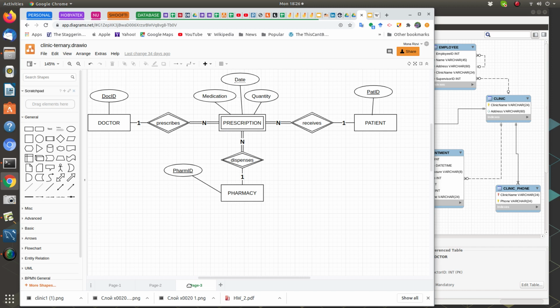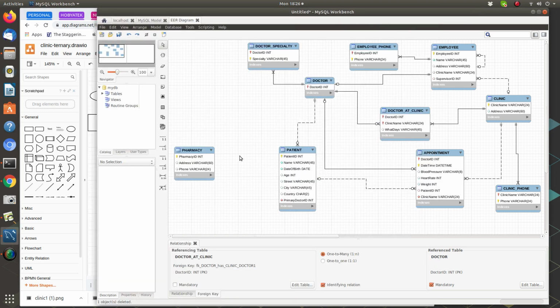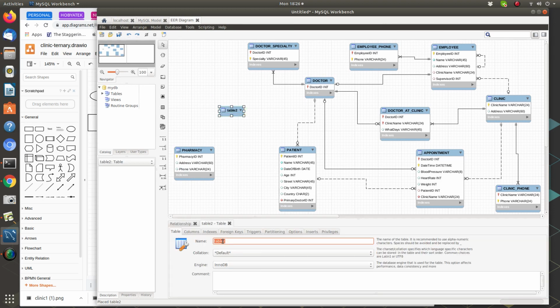And in the case of a prescription, in fact, there's a case where all three of those things could be the same, but the prescription was given on a different date. So in this case, the date is a partial key. So let's go ahead and model that in Workbench. So it requires a new table, which we will call prescription. It's hard to spell.